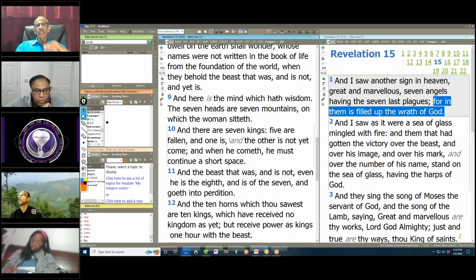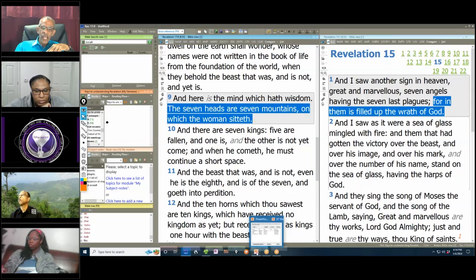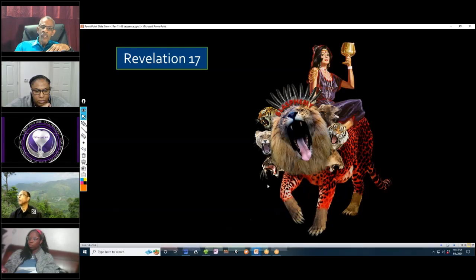Yeah, here it is in verse 9. It says the 7 heads are 7 mountains on which the woman sitteth, or the woman is sitting. So the woman is sitting, or has been sitting, upon all 7 heads. 1, 2, 3, 4, 5, 6, 7. She has been sitting on all heads.